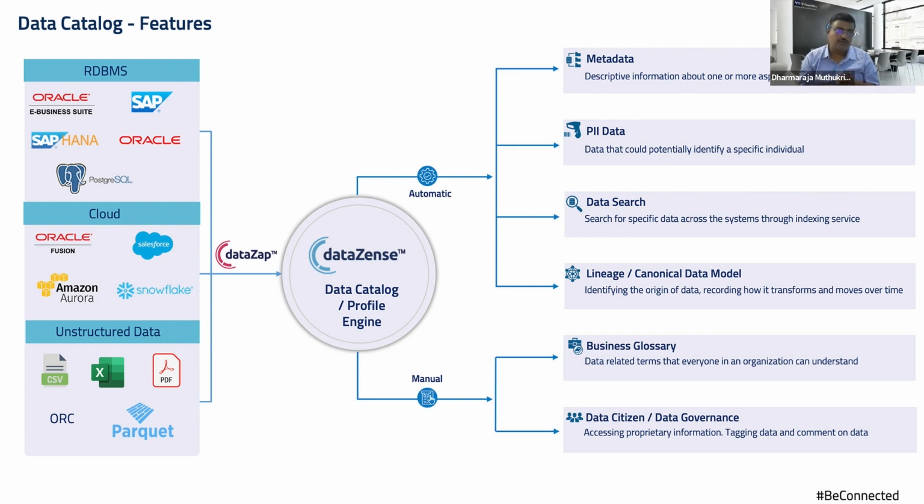And data governance. Data governance is going to be default. So no one can access all the data. A person who has genuine access or genuine control to access a particular piece of information is provided with that set of data. So the governance is fully implemented in the data catalog.